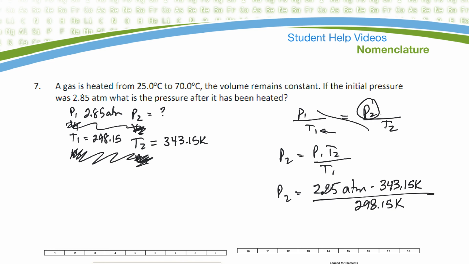2.85 times 343.15 divided by 298.15. So my second pressure then, I'm getting 3.28015 atmospheres. Kelvins cancel. With sig figs, 3 everywhere, so 3.28 atmospheres. All right, hopefully that helps you with that question.